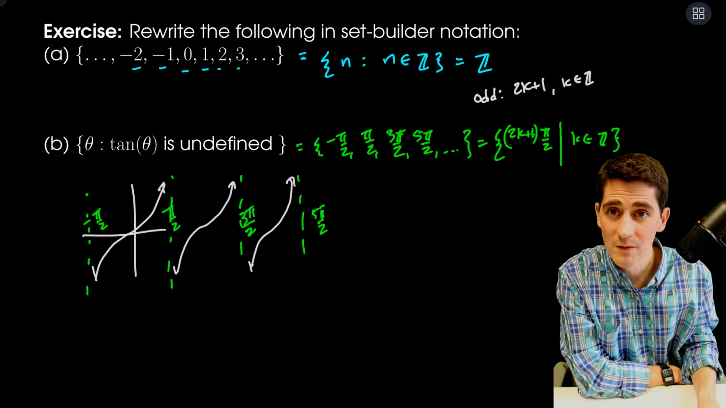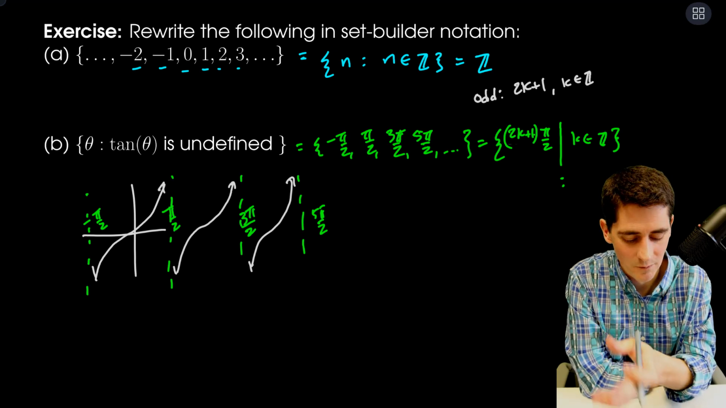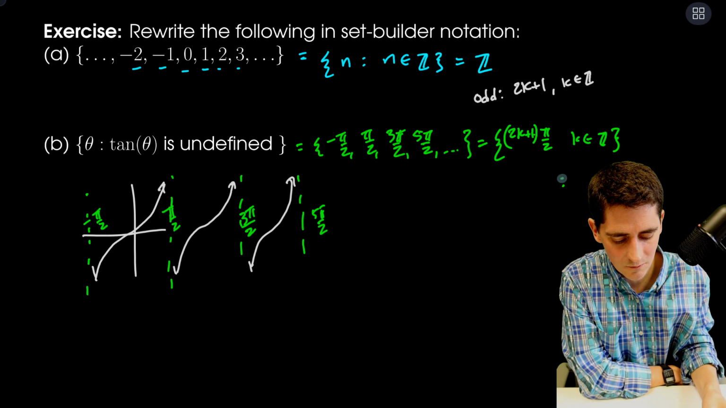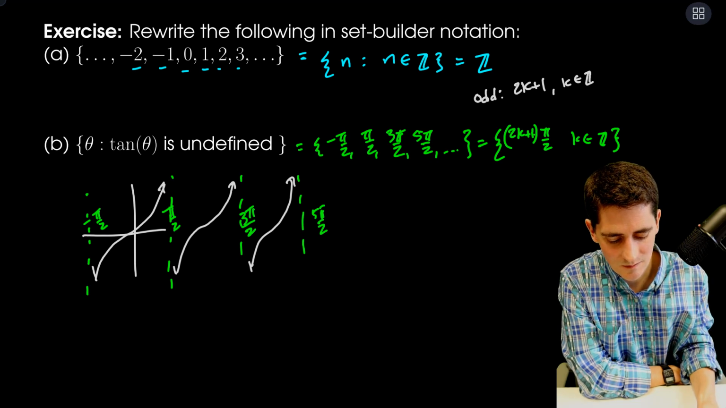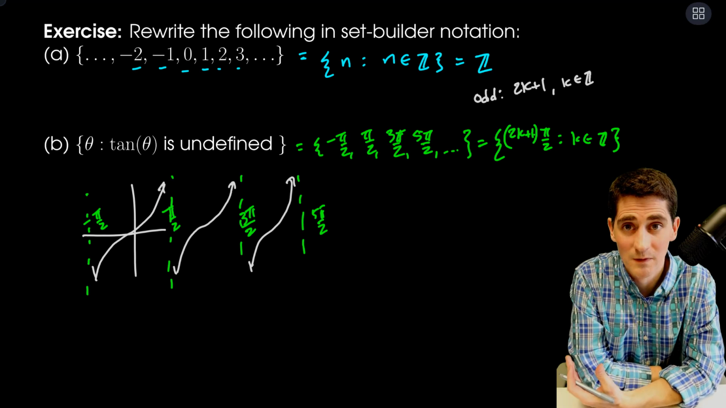And this time I wrote a straight bar, really depending on your instructor or your textbook. Sometimes we write straight bars, sometimes we write colons. I've been trying to get in the habit of writing colons just because I think sometimes it's a little clearer. But a straight bar is very common as well. If you see that, that's what we mean by that.